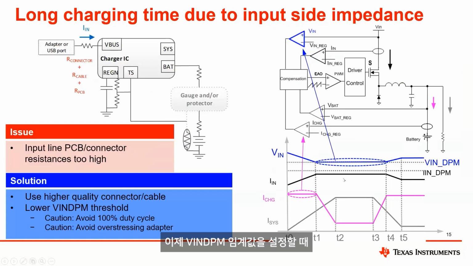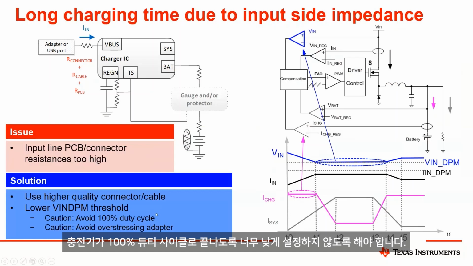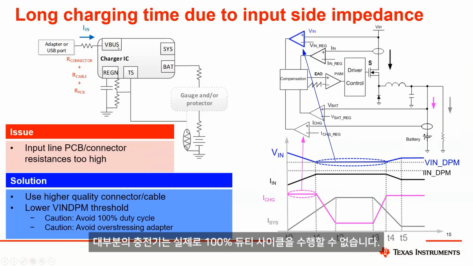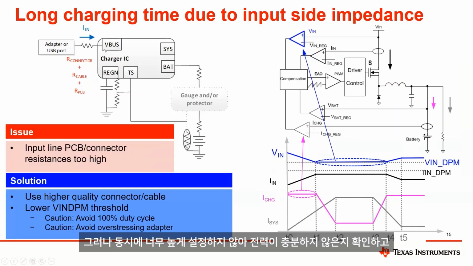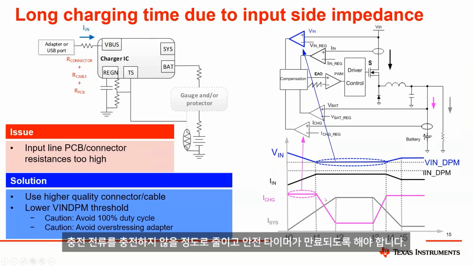Now, when setting that VINDPM threshold, you want to make sure that you don't set it too low so that the charger ends up in like 100% duty cycle. Most of our chargers can't actually do 100% duty cycle. They still have to have just a little bit of headroom. But at the same time, you want to make sure that you don't set it too high and therefore not get enough power, and therefore reduce your charge current to the point where you don't charge and let the safety timer expire, for example.